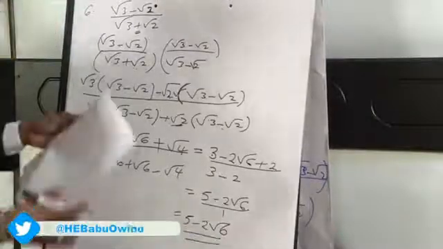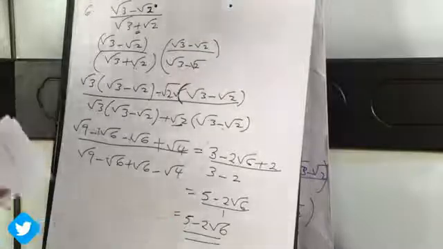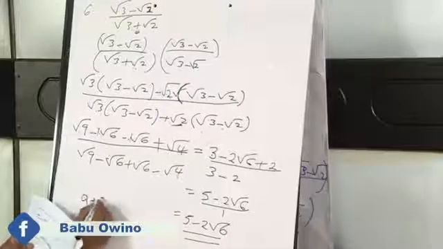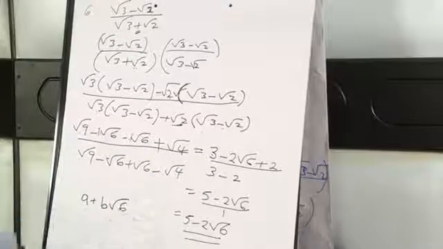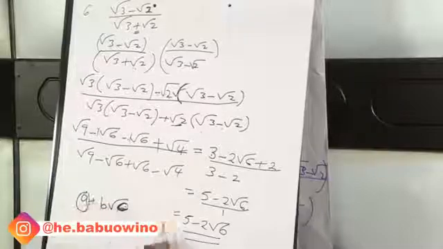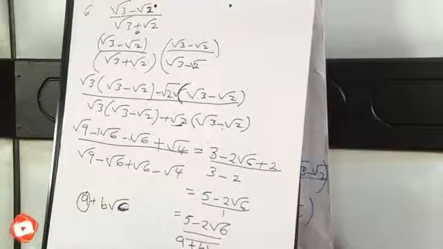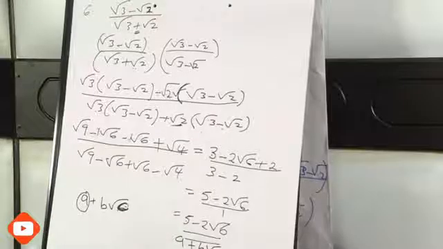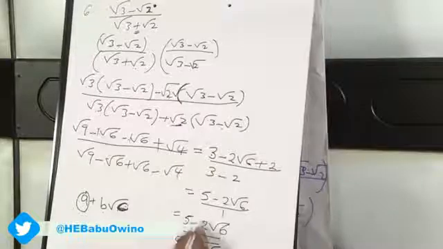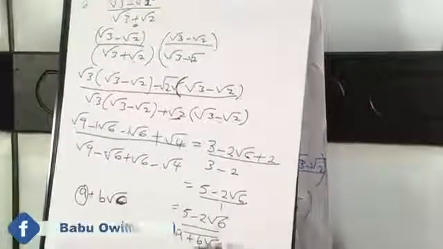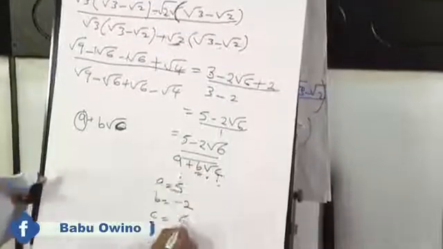This is our answer. But remember, we've been advised to write our answer in the form a plus b root c. So our value of a is 5, and you tell the examiner that you know. Then b is minus 2, and then c is 6.